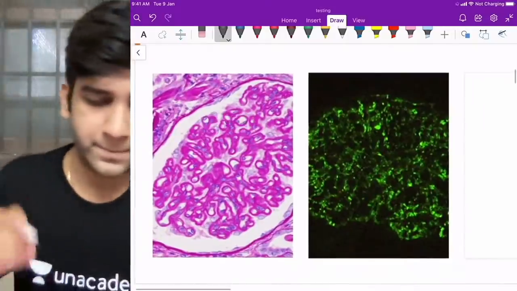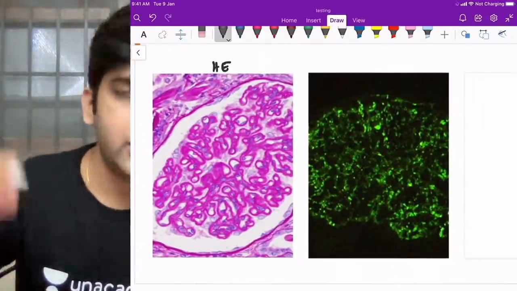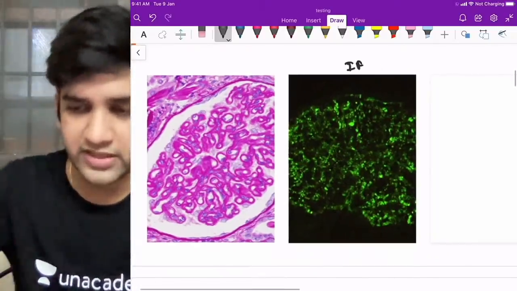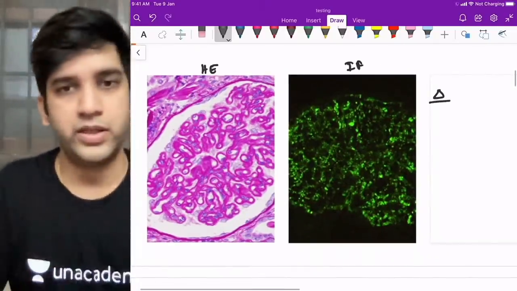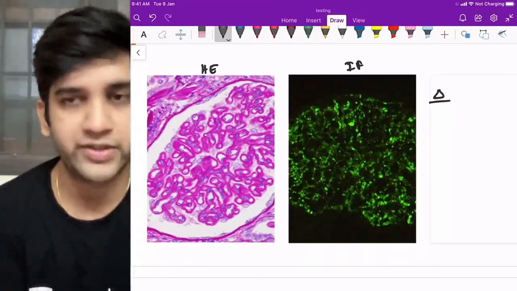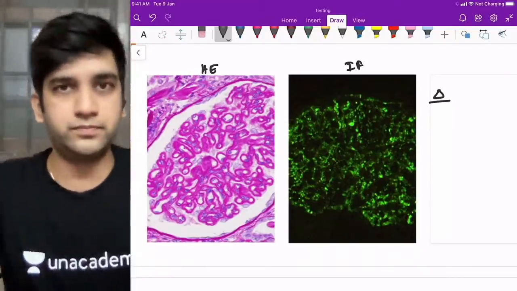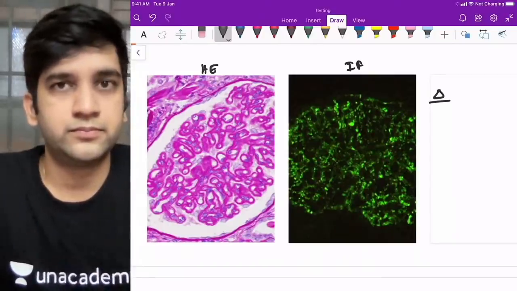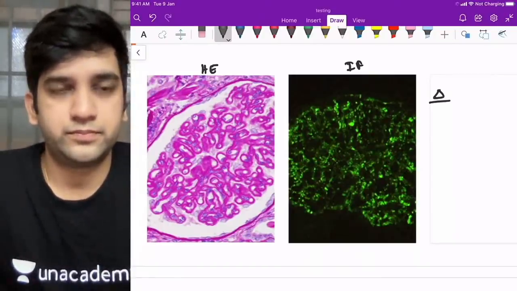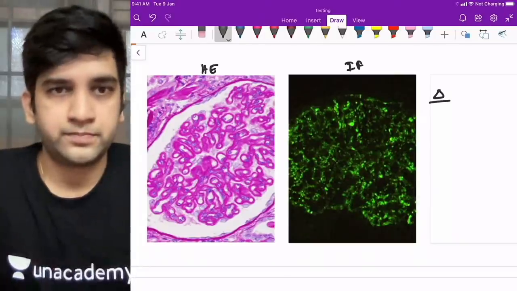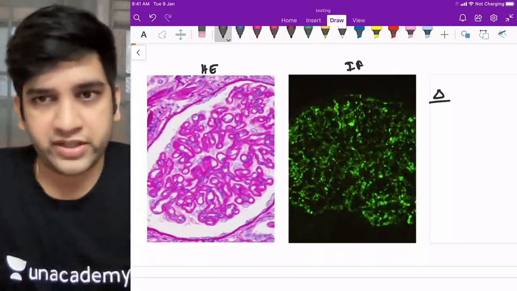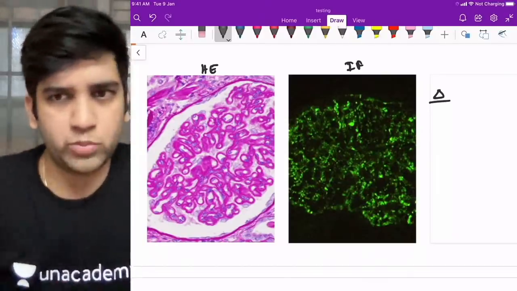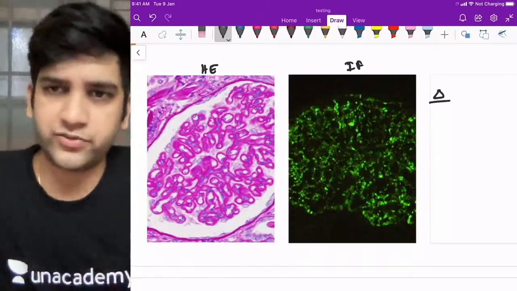Both are abnormal here. I have an H&E. You're going to say what pattern is there in H&E and what pattern is there in immunofluorescence, and then you will decide my diagnosis. Okay. You can comment whatever comes to your mind. Perfect. Membrane thickening, granular. Diagnosis. I didn't even tell you what immunoglobulin it is. Membrane thickening, granular. That's enough for me.